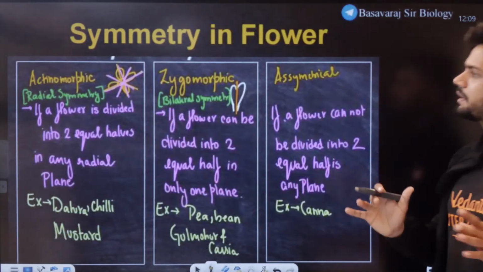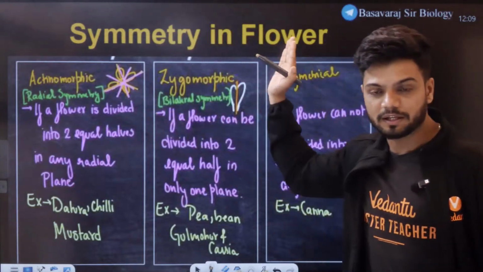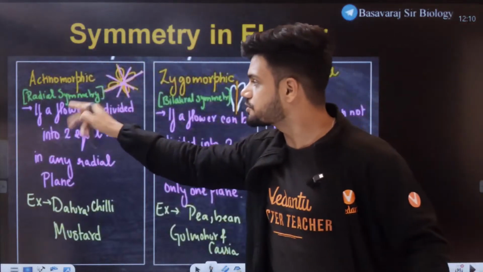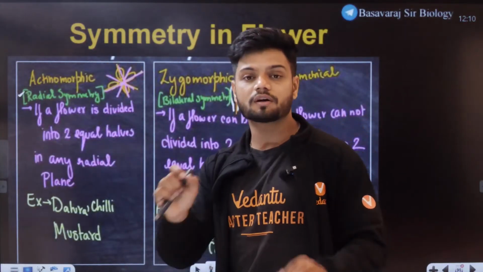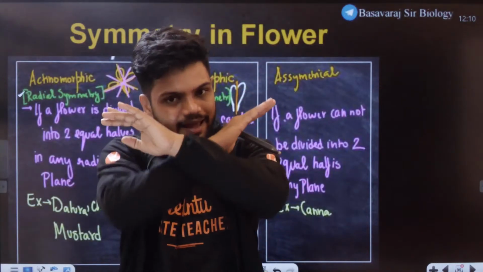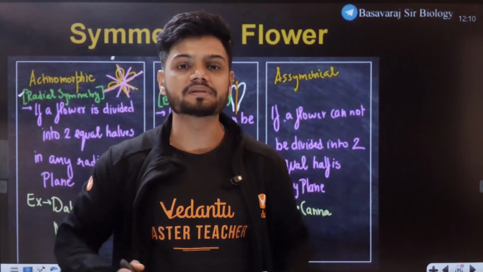Now, students, the next thing is called symmetry. Very simple. We have three different types of symmetry: actinomorphic, zygomorphic, and asymmetrical. Actinomorphic is also called radial symmetry because we can cut a flower in any radii. That becomes radial symmetry.